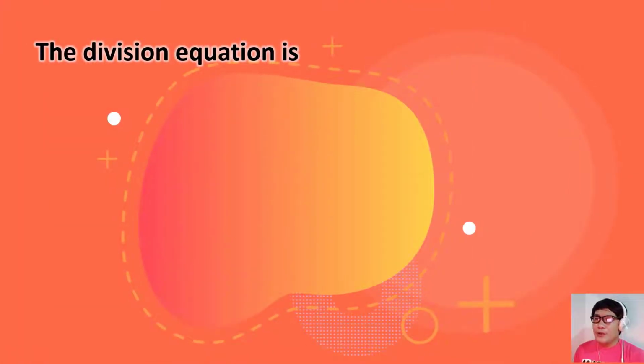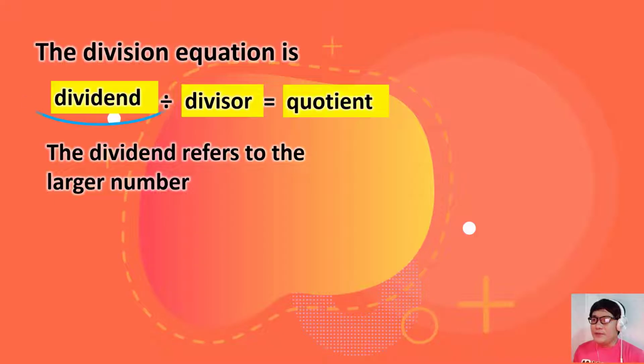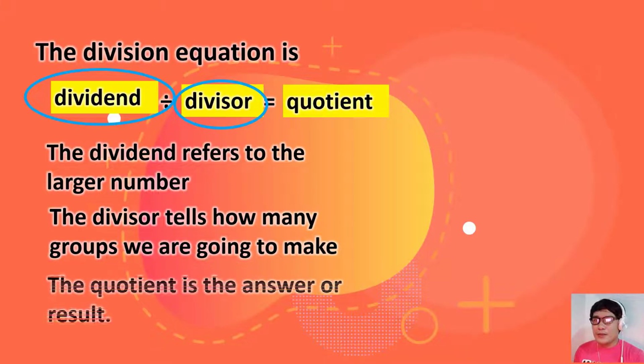The division equation is the dividend divided by divisor is equal to the quotient. So the dividend refers to the larger number. The divisor tells how many groups we are going to make. And the quotient is the answer or the result.